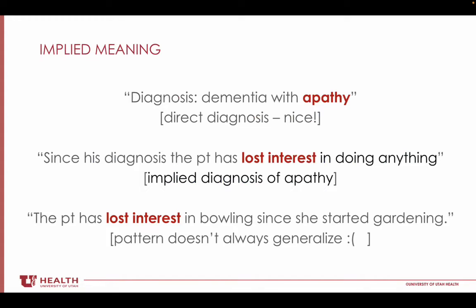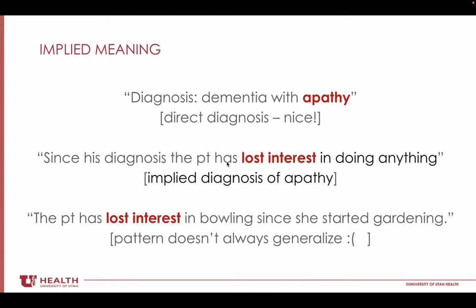There's also a lot of implied meaning. So if you see a sentence like diagnosis, dementia with apathy, and let's say that you're studying apathy in your research question, this is a really nice sentence because it tells you very clearly what their diagnosis is. But you might see instead a sentence like, since his diagnosis of dementia, the patient has lost interest in doing anything. And so this is an implied diagnosis of apathy. And you can't just look for a keyword and extract directly out. You need to do some inference here.